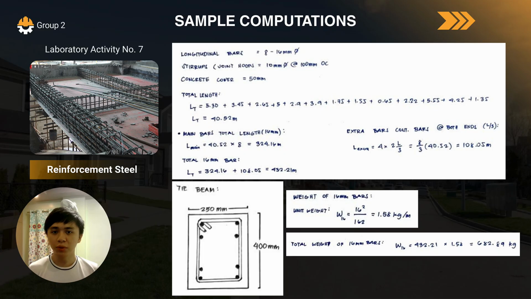With those calculations, we can then calculate the overall length of the 18 tie beams, which is 40.52 meters as shown here. We then multiply this by 8, which is the number of bars in the cross section, and we get a total of 324.16 meters.